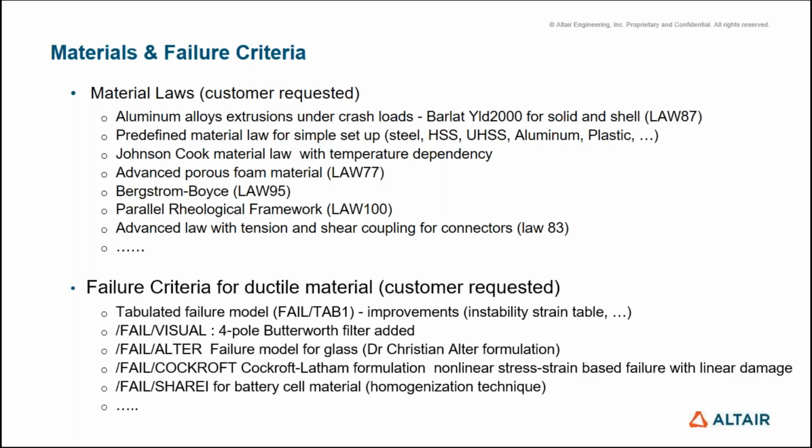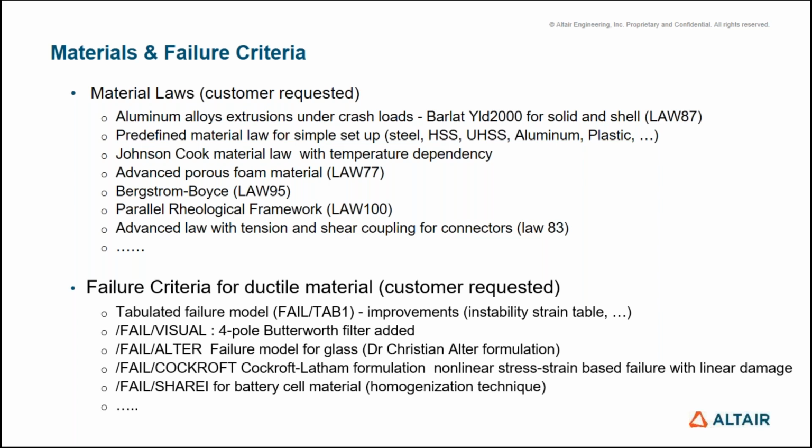These are some of the specific material models used for the automotive industry. If you want to check the failure of your windshield, you need to have a particular model. That material model we have is called Fail Alter. This is basically a failure model for glass. It is developed by Dr. Christian. Then for the battery cell, we again have a failure material model available like SHAREI, which basically uses a homogenization technique, so you can use it for your battery cells. So all these specific material models required by the automotive industry we have.